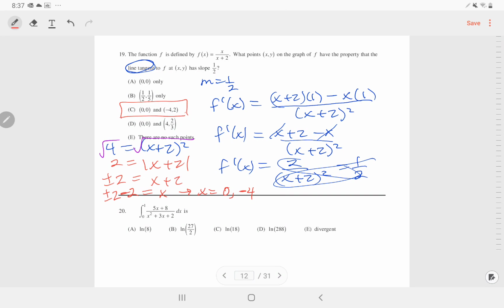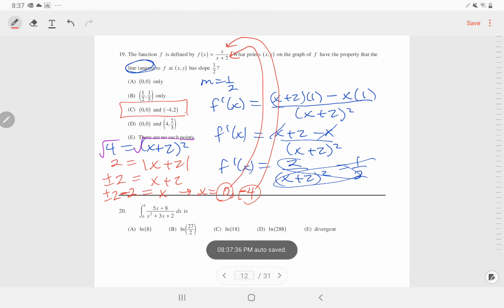Ooh, there's no such points. I don't know. I'm not going to risk it. So I'm going to check. Oh, caps lock on. Hold on. I am going to check. And I need to make sure that these x values are legal in the original equation. What if negative 2 was one of my answers? And then I'm not allowed to plug in negative 2. So that'd be kind of a concern. But I am allowed to plug in both of those numbers.